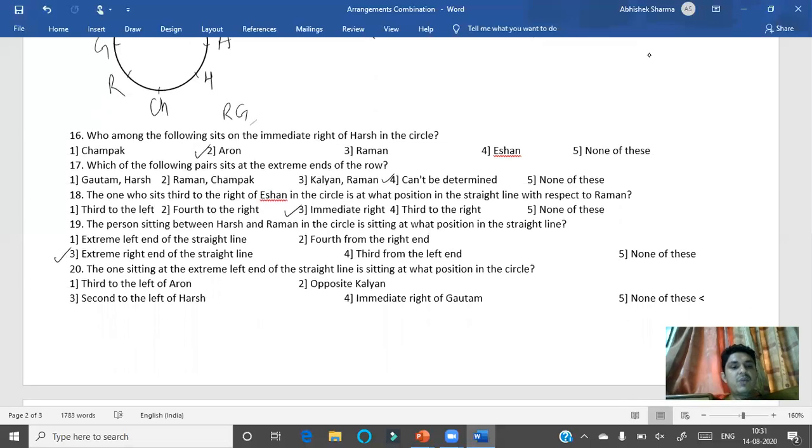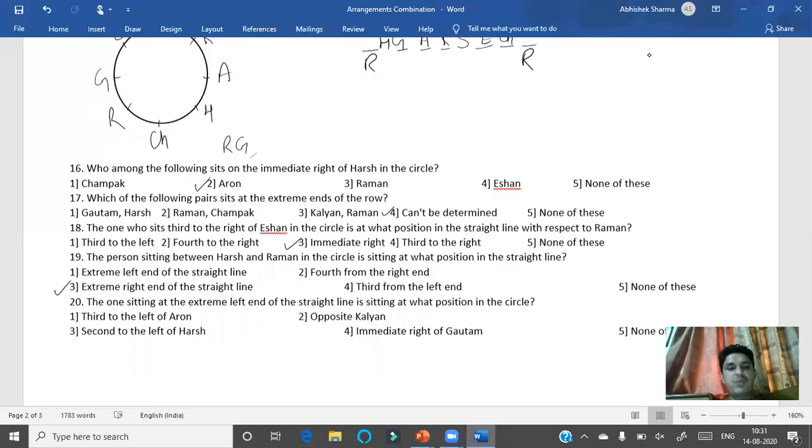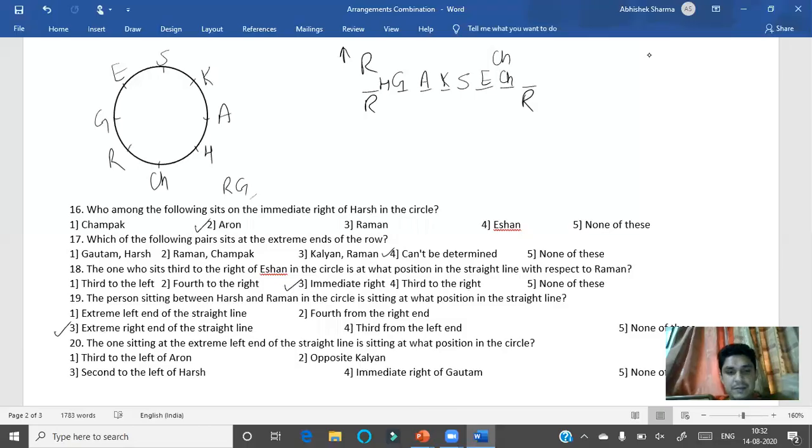right? Thereafter, question number 20, the one sitting at extreme left end of the straight line is sitting at what position in a circle? The one sitting at extreme left end of the straight line, that means Raman, is sitting at what position in a circle? Okay, Raman. So third to the left of Varun? No. Opposite to Kalyan. Opposite to Kalyan will be the right option, right?